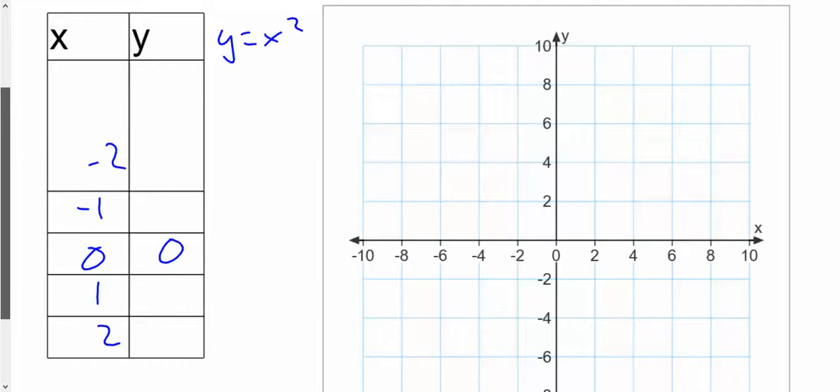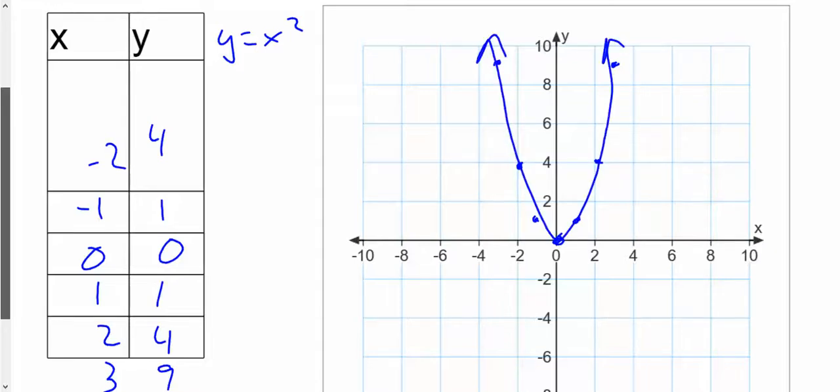0 squared is 0, 1 squared is 1, 2 squared is 4. If you want to do 3 squared, it gives you 9. -1 squared is 1, -2 squared is 4. And then you're going to plot your points here. My scale is going by 2's, just so you guys are aware here. And it's going to create a graph that looks kind of like a U. And there is your first quadratic equation.